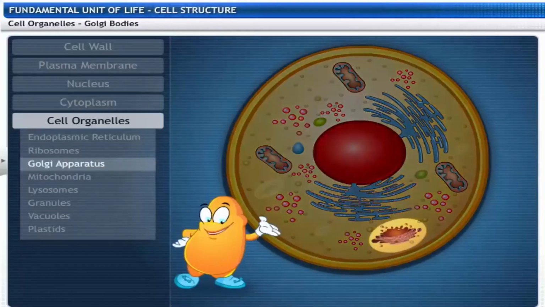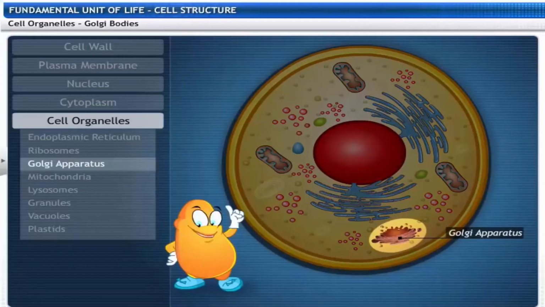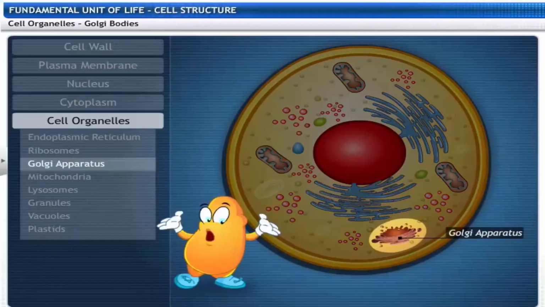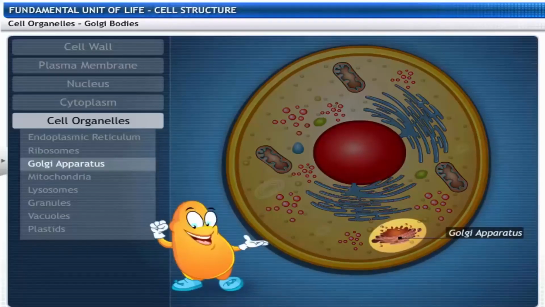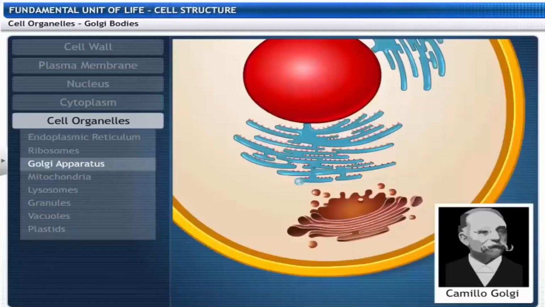Here's another organelle. This is the site for storing and transporting proteins across the cytoplasm, called Golgi apparatus. Named after Camillo Golgi, who first described it, Golgi apparatus are stacks of flattened membrane-bound sacs or vesicles. These stacks are called cisterns.